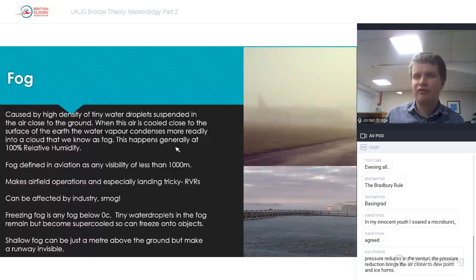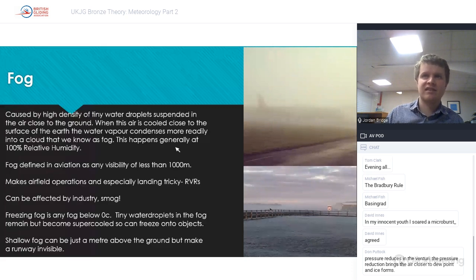And I remind you that really fog lights shouldn't be used above 50 meters because they just dazzle drivers. But we're not talking about cars. But yeah, 1,000 meters or less is fog. Makes airfield operations and landings tricky.